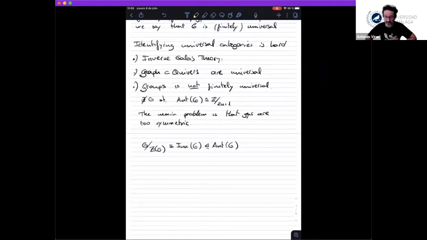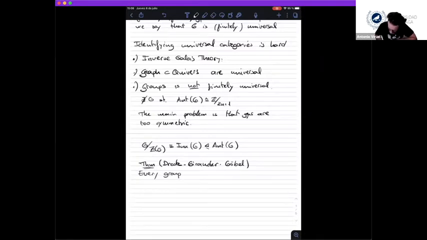Funnily enough, it is so related to the fact that we have inner automorphisms that there is a theorem by Troster. I have to read the names, otherwise I will mess up. It says that every group G is such that for every, I will write it better.